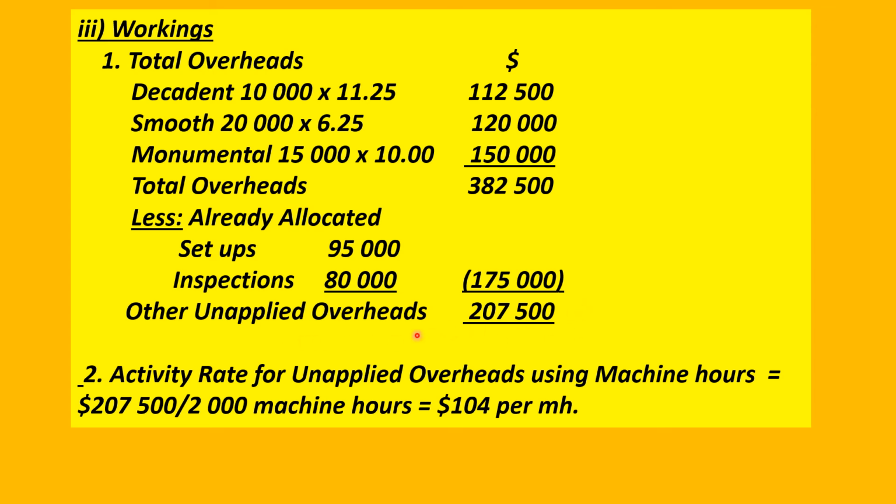All right, now we have to calculate the activity rate for this here. Okay, and we'll use machine hours since smooth is machine intensive rather than labor. We take the 207,500 and divide it by 2,000 machine hours, we'll get $104 per machine hour. MH is machine hour, okay? Now we can go into the answer.